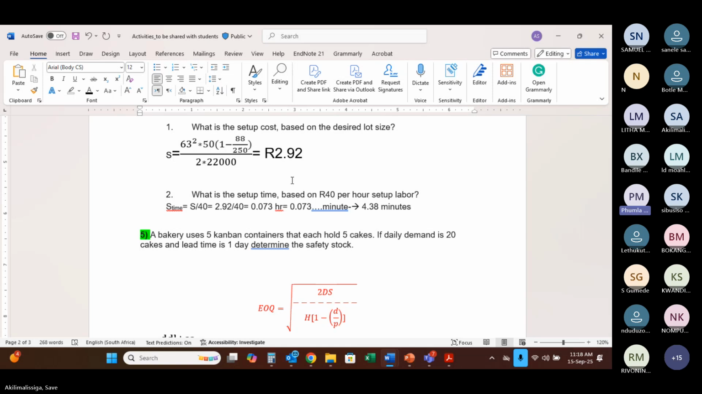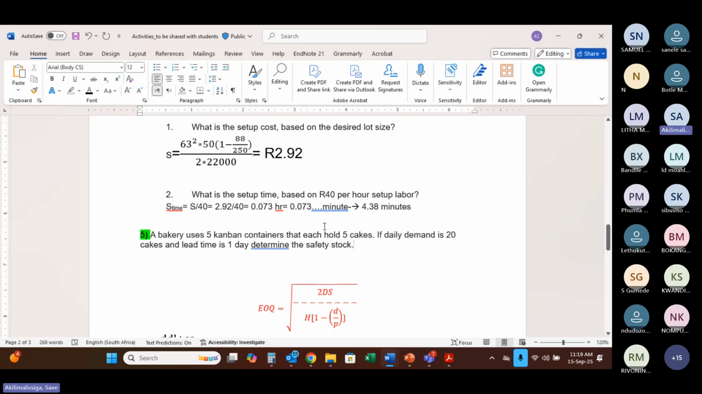Morning, sir. I wanted to ask, can you please repeat the one you said, that in the exam or test, you might ask us to calculate the setup time, the setup cost, or calculate the demand, calculate H. And then you said when calculating H or the demand, we must use the formula that says EOQ.